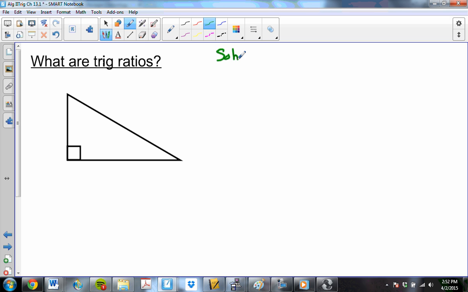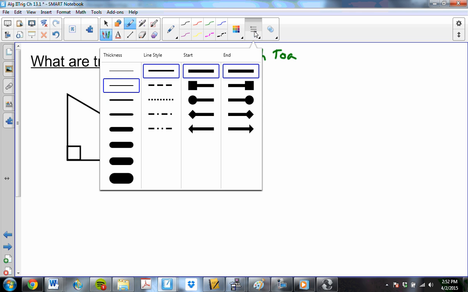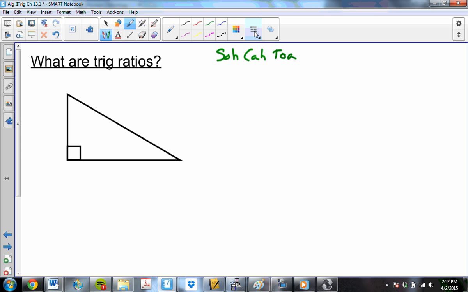Trig ratios: sine, cosine, tangent. You've learned SOHCAHTOA, where sine is really opposite over hypotenuse. Cosine is really adjacent over hypotenuse. And tangent is really opposite over adjacent.